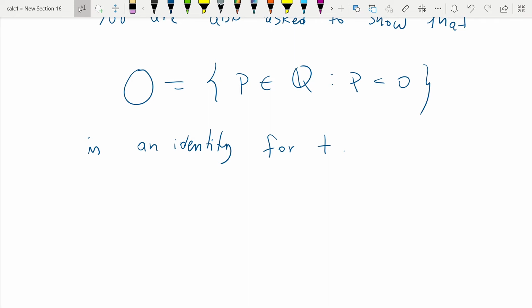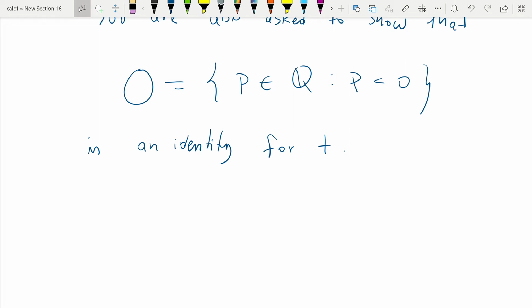For the homework, just make sure to include the proofs of both inclusions: A plus this set O is contained within the original set A, and A is contained within A plus O. And for these inclusions, you need to use the fact that A is a cut in order to prove them.